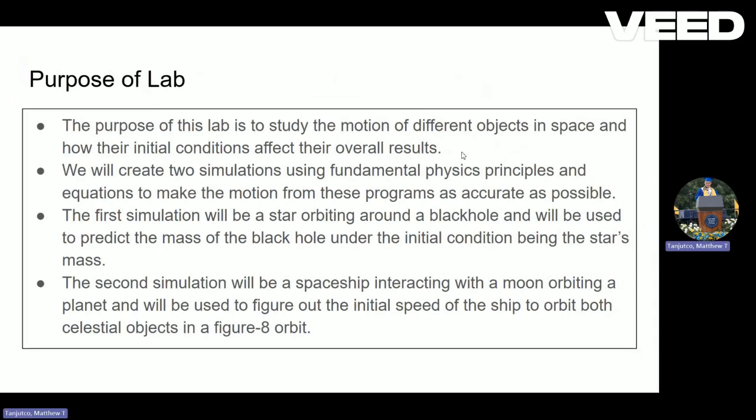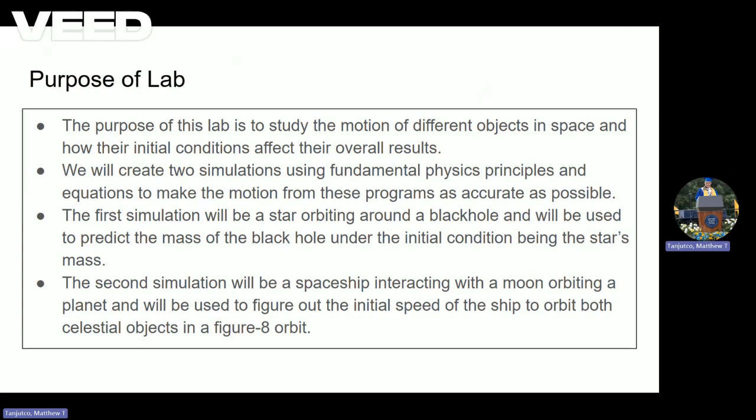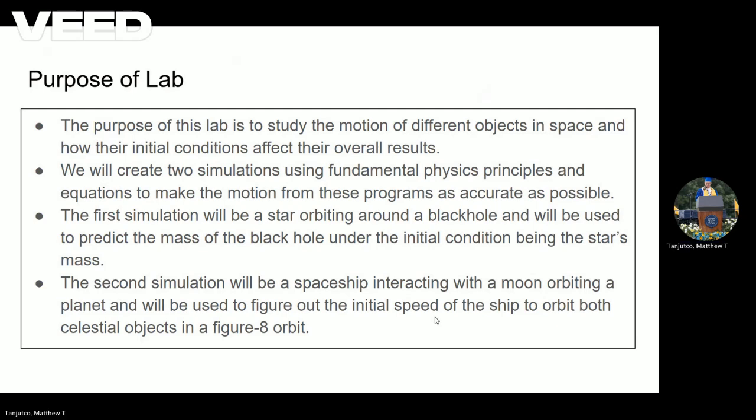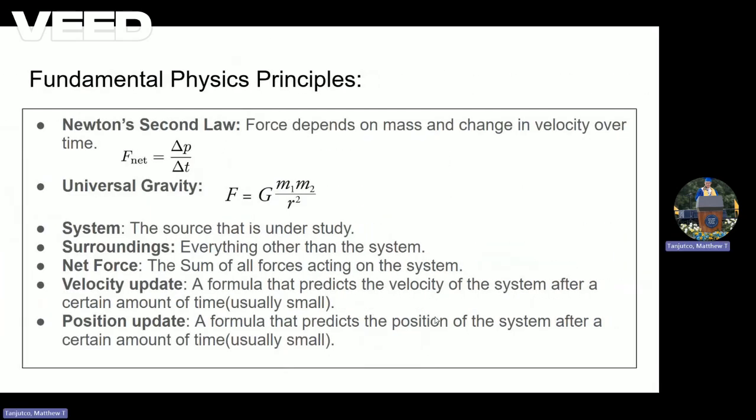The purpose of the lab is to study the motion of different objects in space and how their initial conditions affect their overall results. We will create two simulations using fundamental physics principles. The first simulation will be a star orbiting around a black hole, and we will use it to predict the mass of the black hole. The second simulation will be a spaceship interacting with a moon orbiting around the planet, and we will use this simulation to figure out the initial speed of the ship to orbit these celestial bodies in a figure-8 orbit. The fundamental physics principles used are as follows.